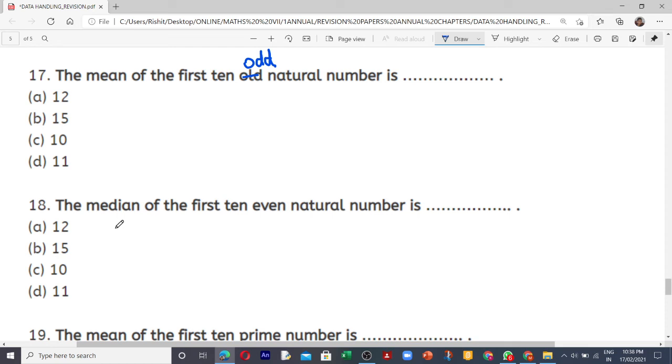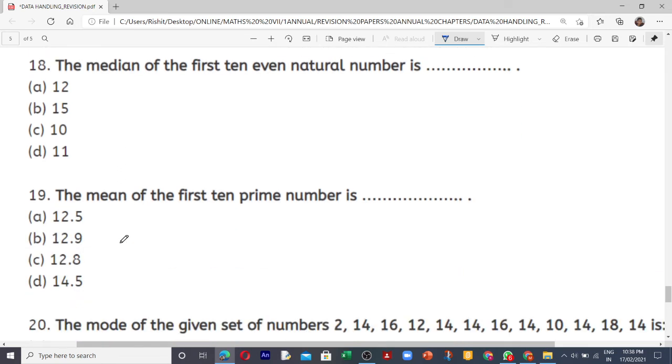Next, question number 18, I think it's done. Question number 19, the mean of first 10 prime numbers. I think we have done this. No, we have not done. It is asking for the mean, son. Earlier it was median. So mean of first 10 prime numbers. What are the first 10 prime numbers? Write them down, do the addition and then find the mean. Okay, maybe it will come in decimal, as you can see in all the options. So just do it fast.